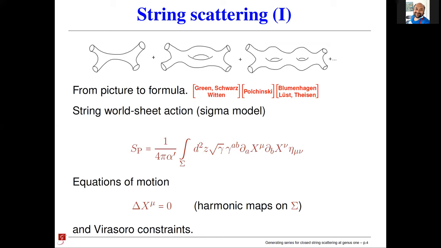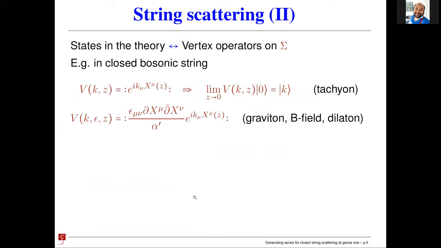So this is, in some sense, the basic dynamics that you're dealing with, and now you want to compute scattering amplitudes in this. So for this, first you have to say what are states in this string theory. And states in this theory, or in string theory, are described by what is called a vertex operator on the world sheet. And you might have seen this before, so I'm just giving you some examples.